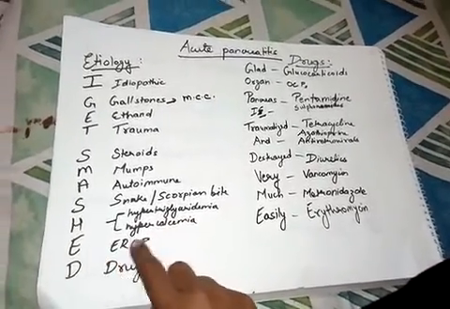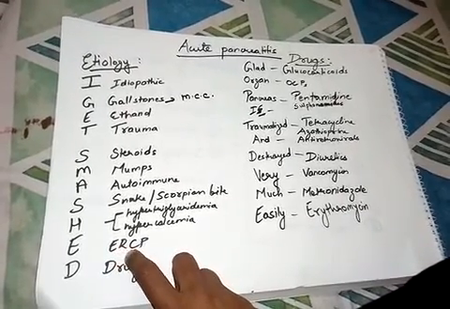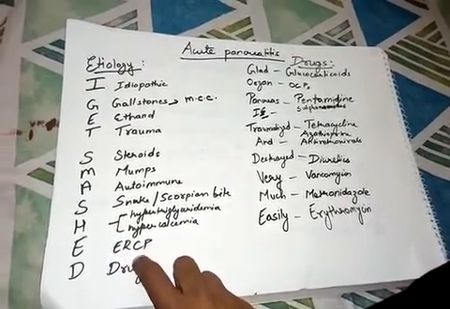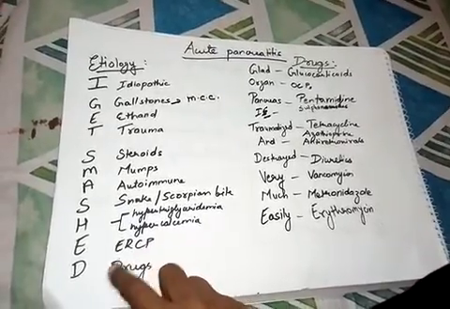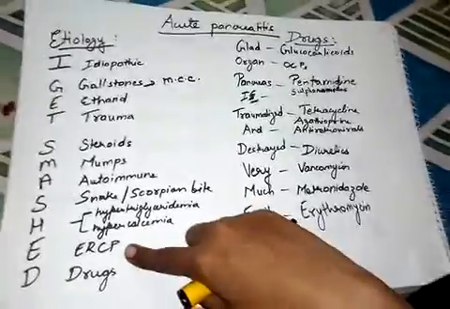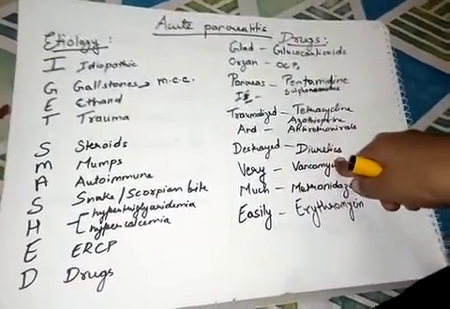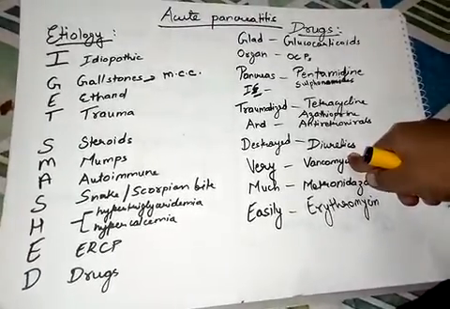E stands for an investigation which is known as endoscopic retrograde cholangiopancreatography. I will discuss this investigation in detail later. And D for drugs. The drugs which cause acute pancreatitis are very important to remember for pre-PG exams because they are asked in one form or another.